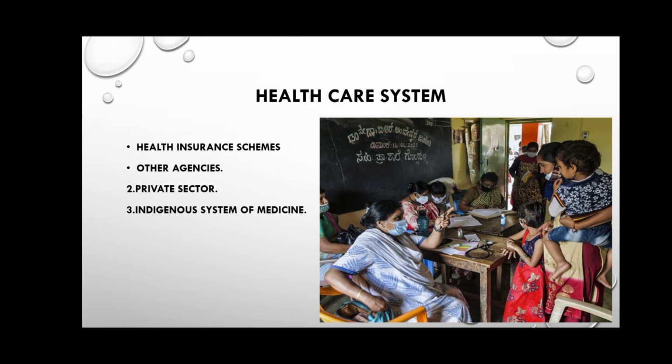After that, the second division under the healthcare system is the private sector. Here, mainly private hospitals, polyclinics, nursing homes, and dispensaries are covered under the private sector.